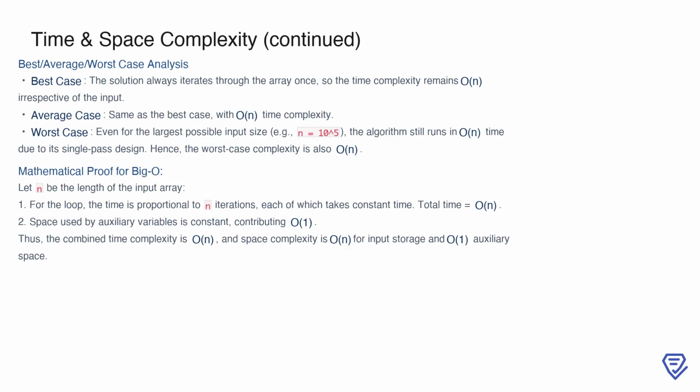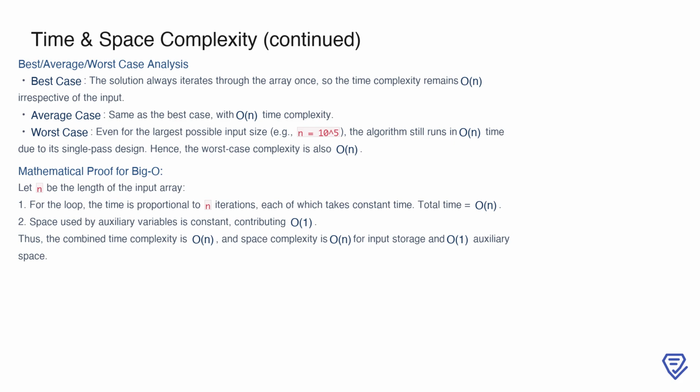From a mathematical standpoint, the loop runs n iterations, each taking constant time, which confirms the time complexity is O(n). The auxiliary space usage remains constant at O(1), while the input storage contributes O(n), making the overall space complexity O(n).